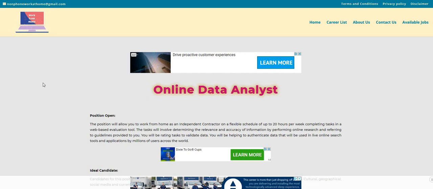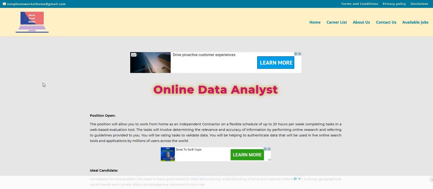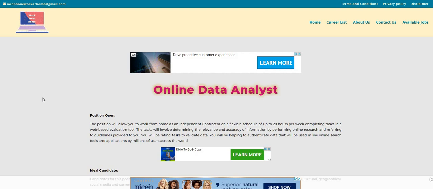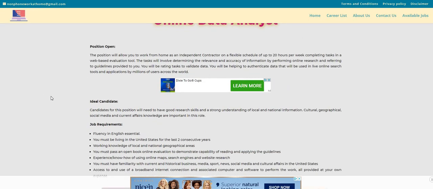Let's just jump right on in. So you guys already know we've talked about this company before. Telus International. So the recruiter reached out to us again because they still need more people for the online data analyst position. So I have the inside scoop. Now, this is an independent contractor position. It is flexible. You can work up to 20 hours per week, and you guys can pick and choose the days and the times that you would like to work.